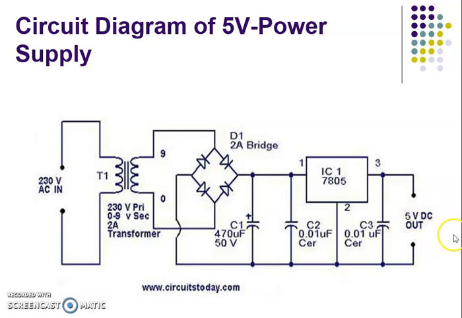So here we get 5 volt DC output, and these are the values selected for the capacitors, 0.01 microfarad and 0.01 microfarad. If any filtering is required, this capacitor plays the role. If any ripple is present, that will be filtered out through this capacitor, and if any ripple is generated by this regulator, that is again filtered out by the second capacitor. So this is overall about the power supply.